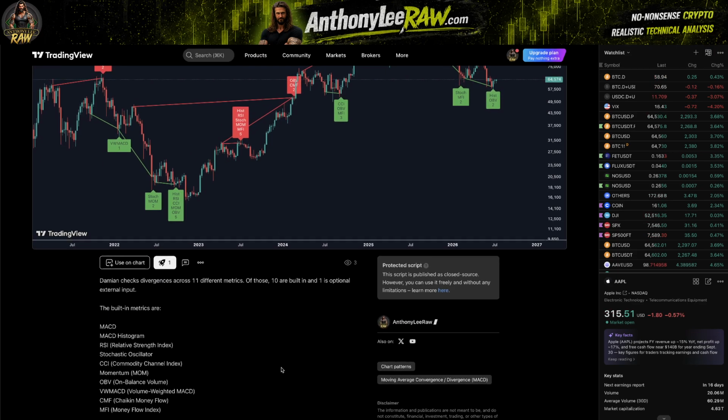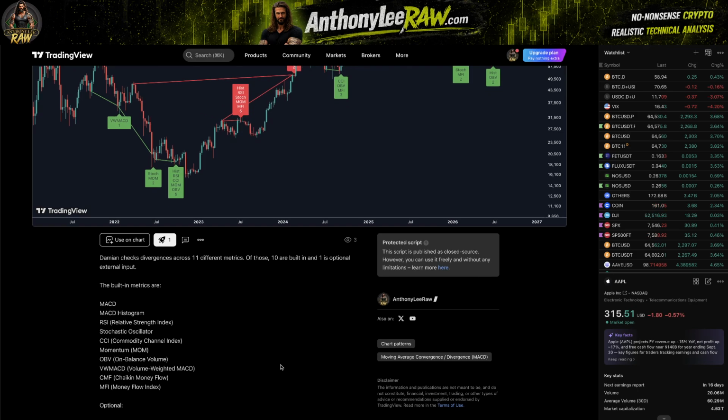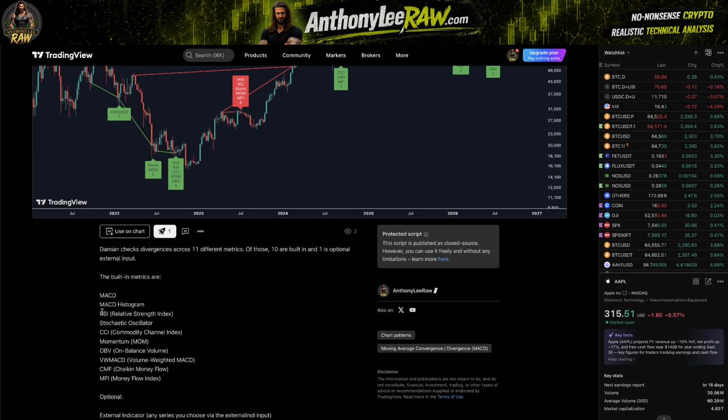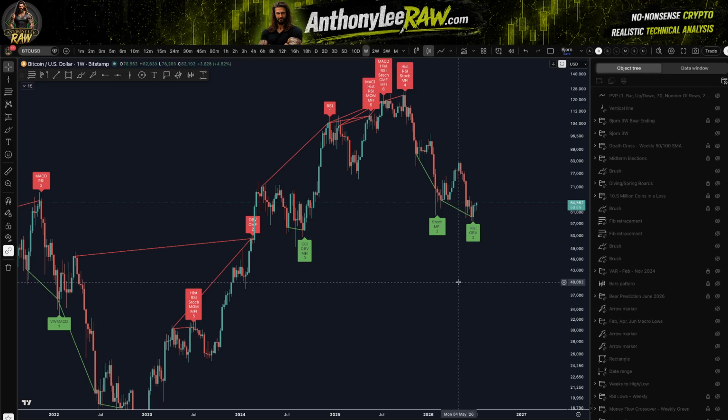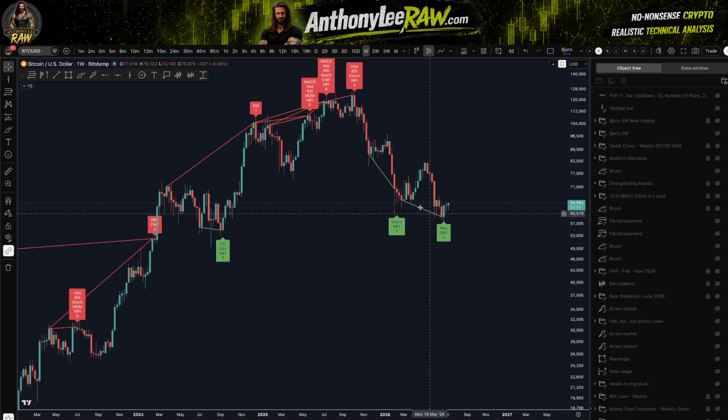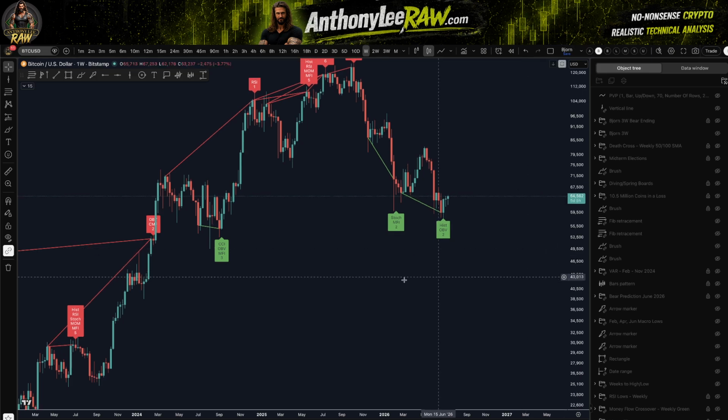Now pay attention. This indicator combines 11 indicators that we use for divergences: MACD, Histogram, RSI, Stochastics, CCI, momentum, on-balance volume, volume-weighted MACD, CMF, money flow, you name it, guys. All these are combined into one. And look, when you get a divergence, a confirmed divergence, it tells you. And not only does it tell you, it draws the line from the point with which the divergences are formed, and it tells you which ones.